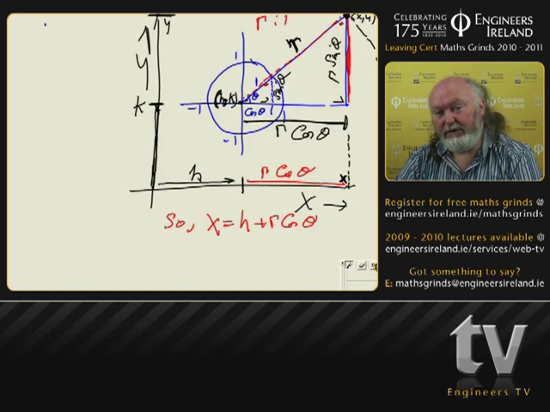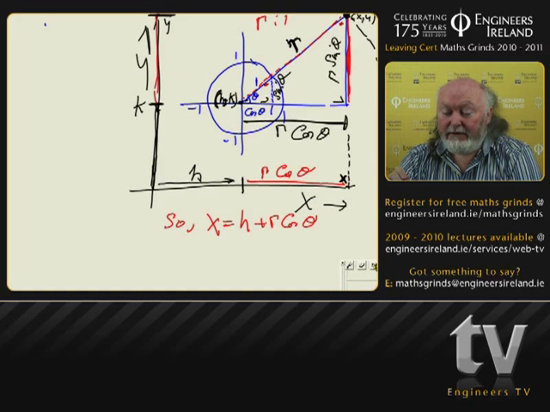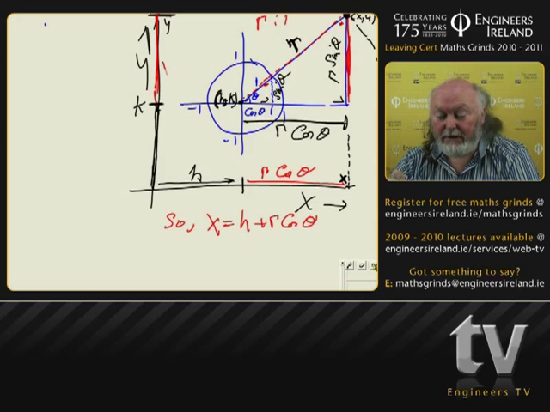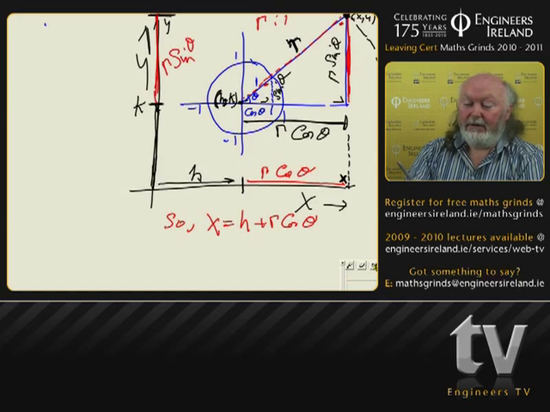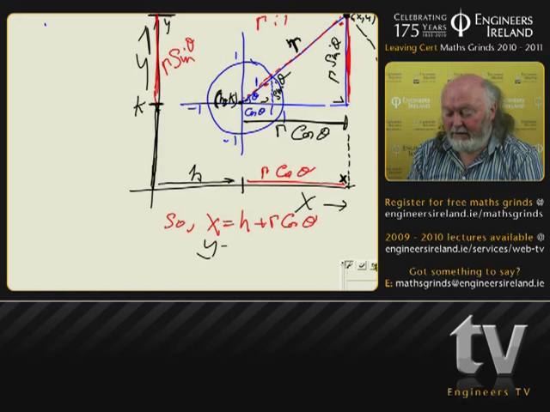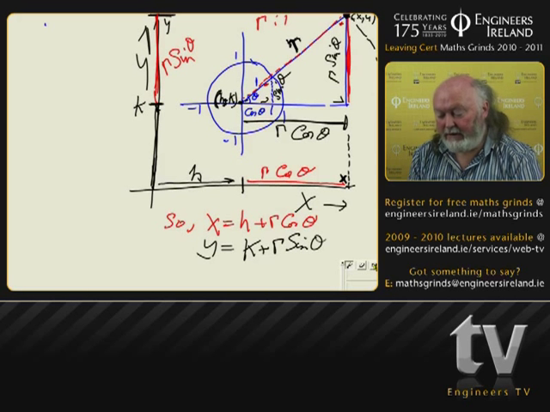It's the y component of the center of the circle. I also know that length, because that length is identically equal to the vertical side of the right angle triangle that I have. So that bit up there is r sine theta. So we now can say y is k plus r sine theta.